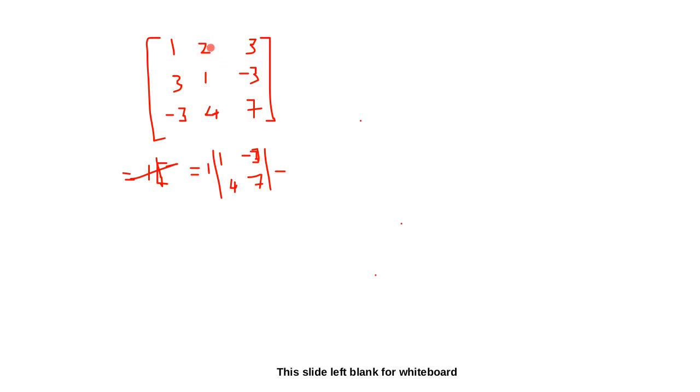Then minus, we move to this value there, 2. It's minus, so we delete the second column and the first row. So it's minus the minor 3, negative 3, negative 3, and 7. Then plus, now we bring in the 3 there. Its minor will be, we delete the first row and the last column. So the minor is 3, 1, negative 3, 4. Yes, that's what we have.